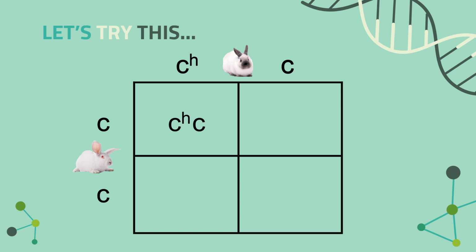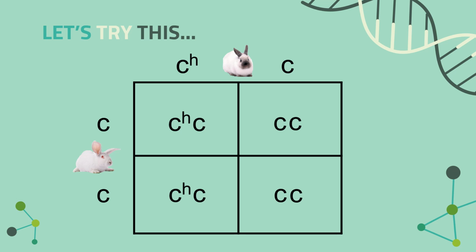Lowercase c^h and lowercase c, that's lowercase c^h, lowercase c. Then, lowercase c and lowercase c, it's lowercase c, lowercase c. Finally, lowercase c and lowercase c, you'll get lowercase c, lowercase c. Did you get it right?